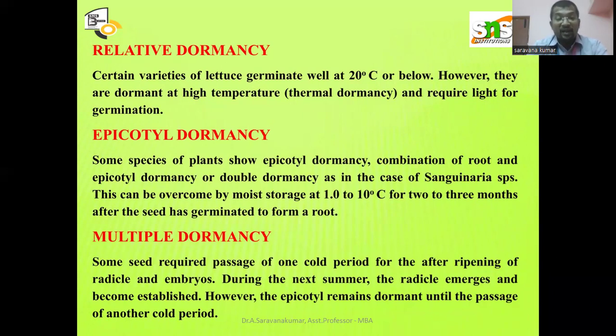Next, multiple dormancy. Some seeds require the passage of one cold period for the after-ripening of the radicle and embryo. Embryo, as everyone knows, is like an egg. During the next summer, the radicle emerges and becomes established. However, the epicotyl remains dormant until the passage of another cold period. So these are the types of dormancy: relative dormancy, epicotyl dormancy, multiple dormancy. These dormancies are very important for growing the plant, as well as growing the seeds for the particular plant.